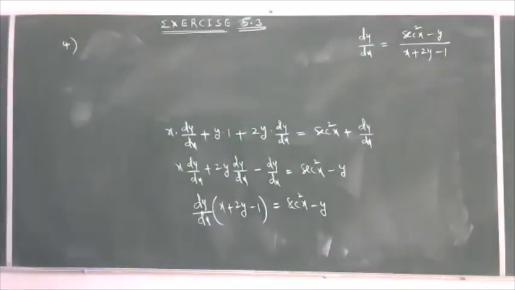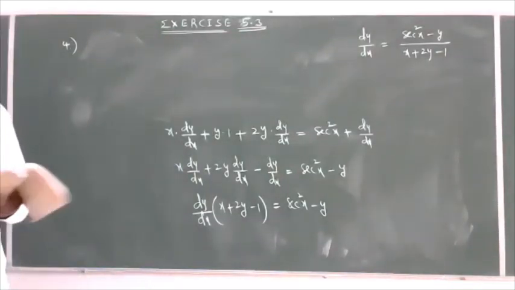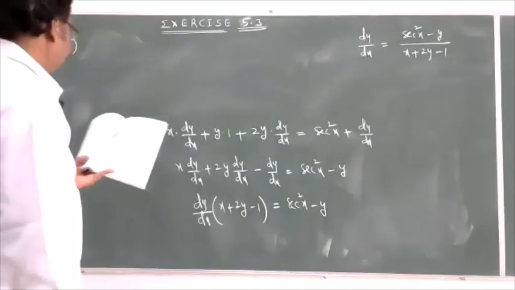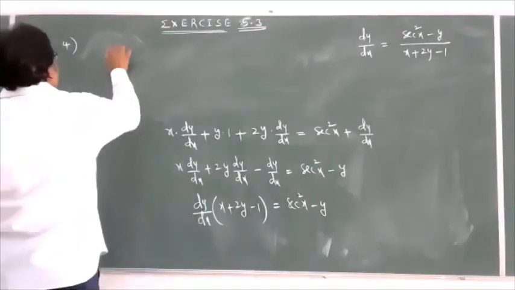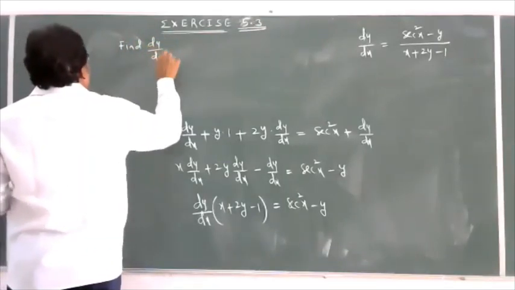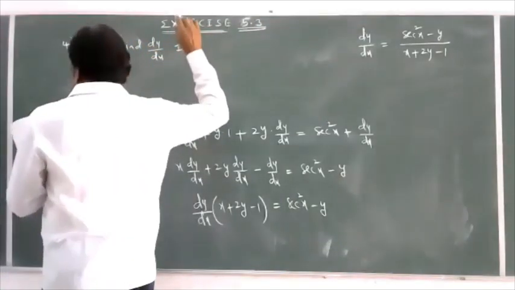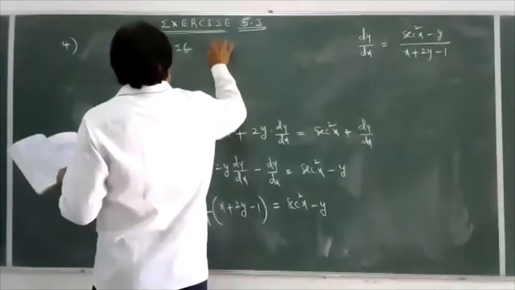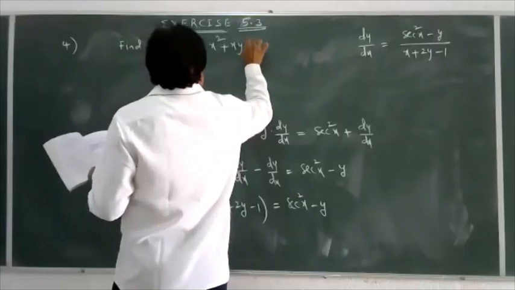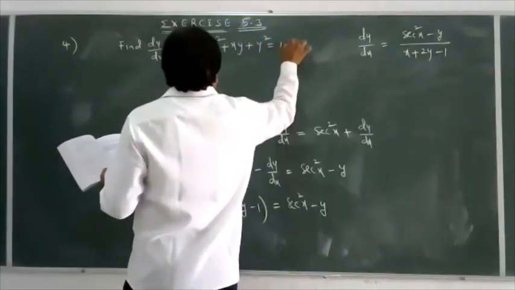Next, we are going to the fifth problem. Find dy by dx if x square plus xy plus y square is equal to 100.